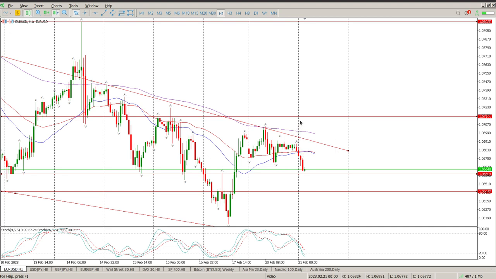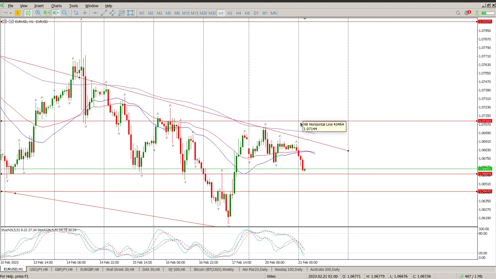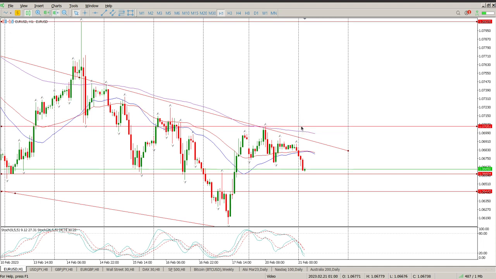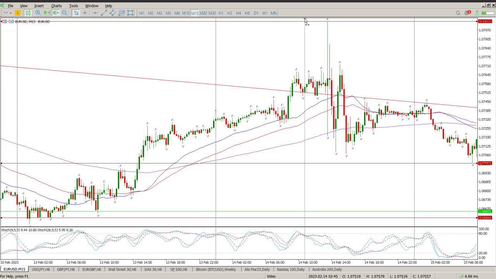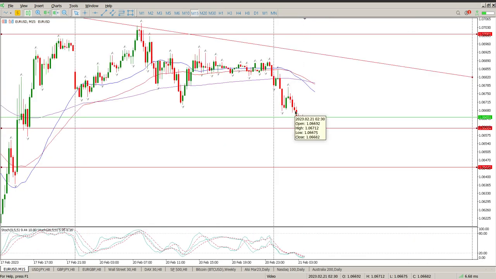My view still stays the same. We need to break above 1.07144. In fact, we can bring that down now to the high of, well, actually it's a little bit lower. We're picking up this bit of structure here. We need to get above this level in order for the wedge to break, and that would trigger it. So 1.07 is what you're looking at the moment.